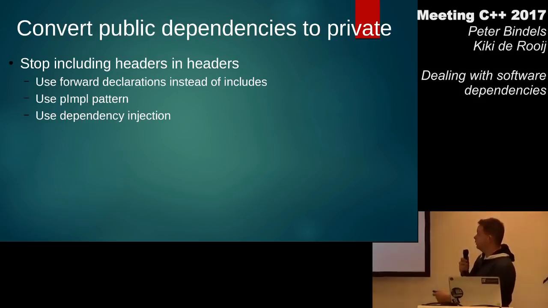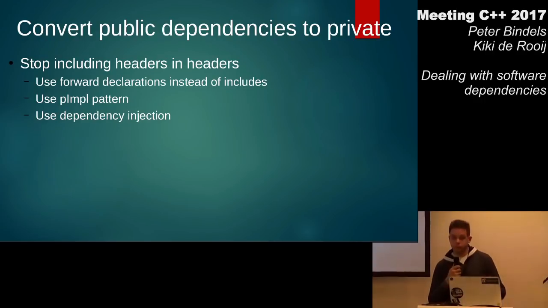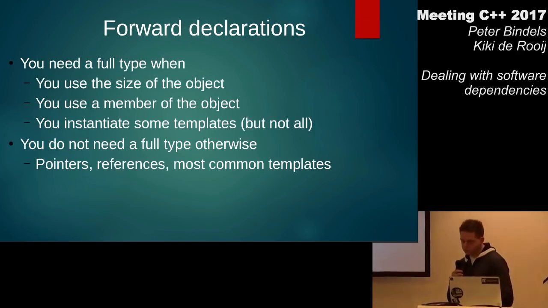If it's not a template, and in some cases if you're using a template, you might get away with forward declaration. If you can't get away with forward declaration, maybe you can use a pImpl, which is an implementation that's externalized, and you might be able to use dependency injection, which is also related. So when can you use a forward declaration? You can use a forward declaration every time you don't need a full type.